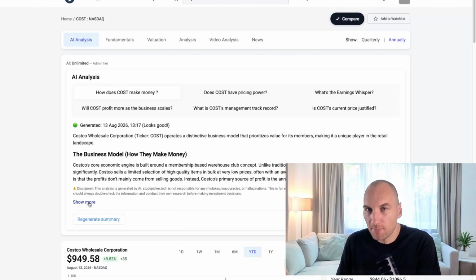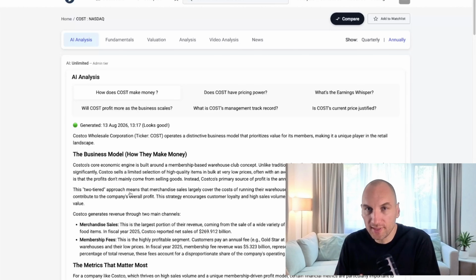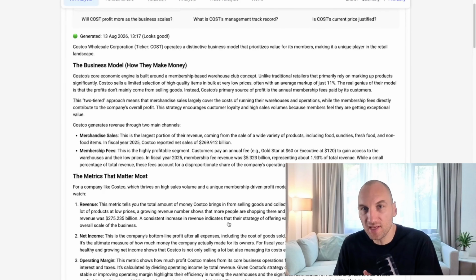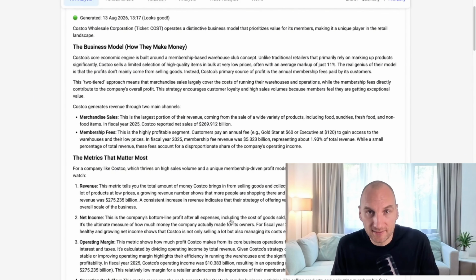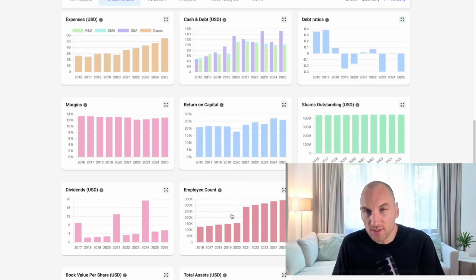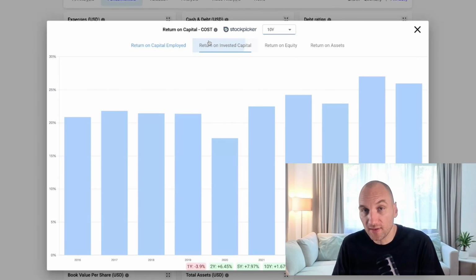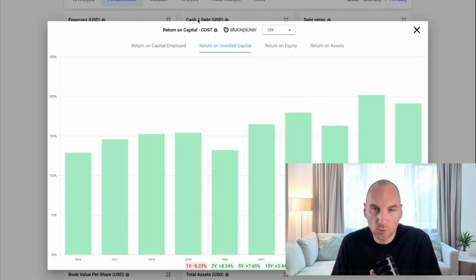So let's run all three on Costco. Does the number apply? Costco is a warehouse retailer. It owns much of its property and opens new locations every year. The business is capital intensive, so the number obviously applies. Return on invested capital was 19.4% in 2025. Top band. That's what we're looking for.